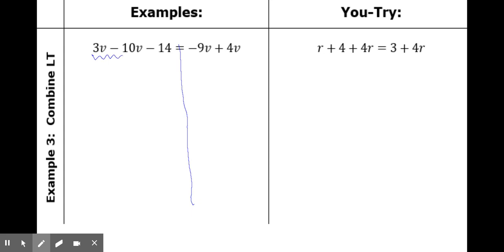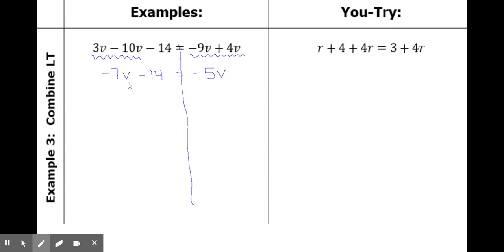So this 3v and this negative 10v can be combined. I do exactly what it says. So 3 minus 10 leaves me with negative 7v. The negative 14 is a constant, and there are no other constants on this side, so I just drop it down. On the right-hand side, I have a negative 9v and a positive 4v. Again, two terms that both have a v, so they are like terms. When I combine negative 9 plus 4, that leaves me with negative 5v.